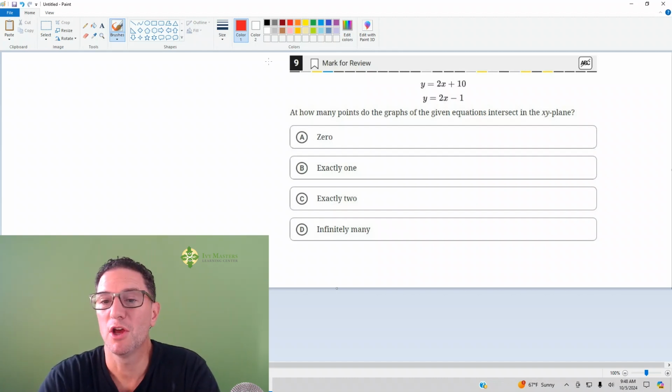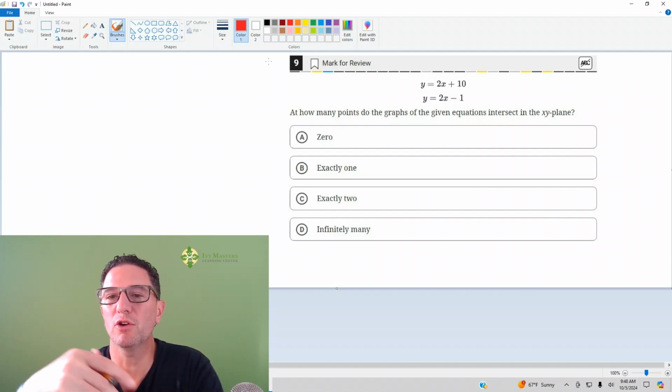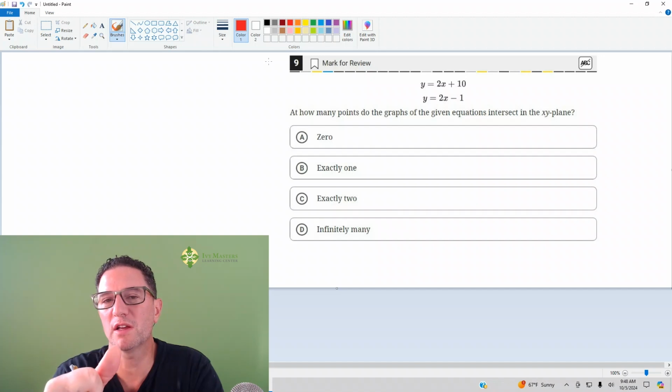Today we're looking at the ninth question from Digital SAT Test 3, Module 1. Number 9 reads, at how many points do the graphs in the given equations intersect in the xy-plane? If you know linear equations, then this is a 5-second question.